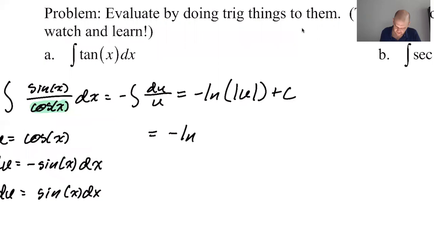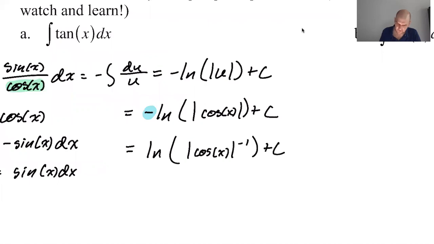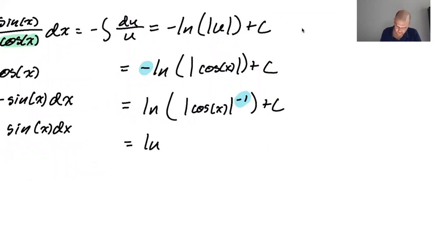And then negative natural log. Absolute value of u is actually cosine. Whoops. Let me fix that up. Plus c. Okay, and you could leave it that way. Or you can say that the negative that's sitting out here is actually the exponent of the thing inside. So you could say this is natural log of the absolute value of cosine of x to the negative first, right? That's because coefficients become exponents. And then 1 over cosine is actually secant. So there's many ways that you can write this.